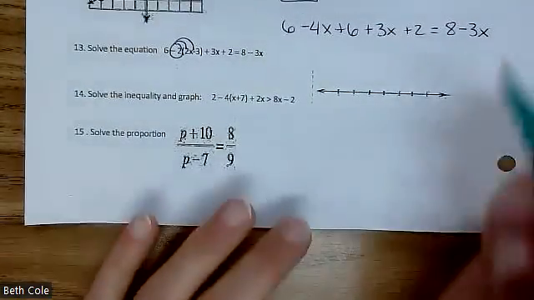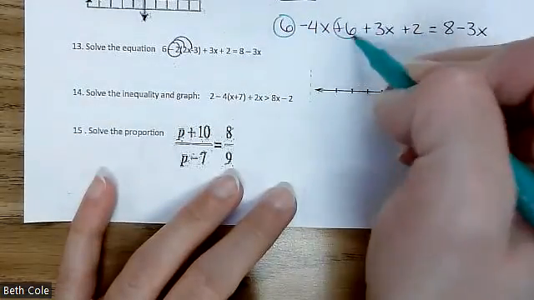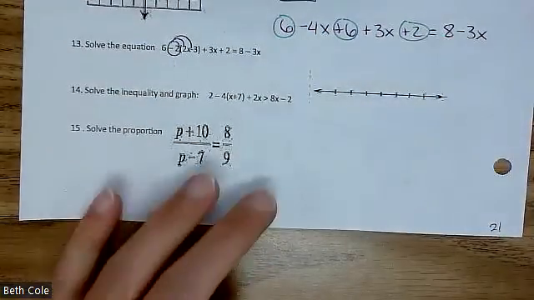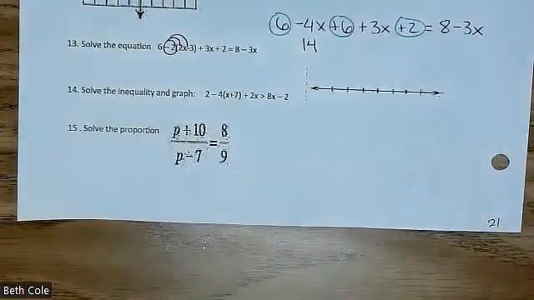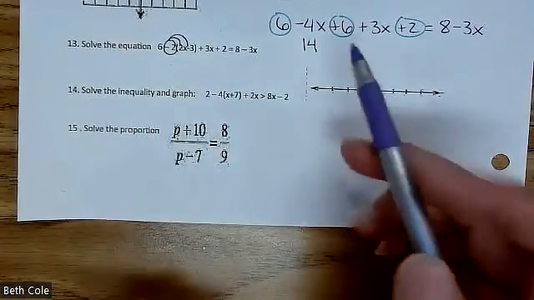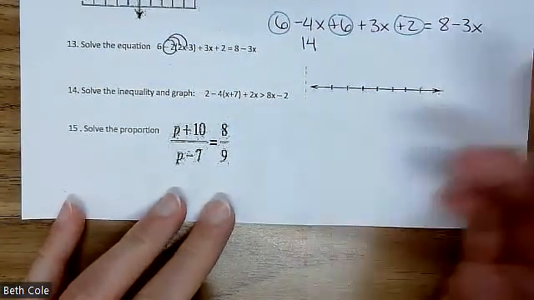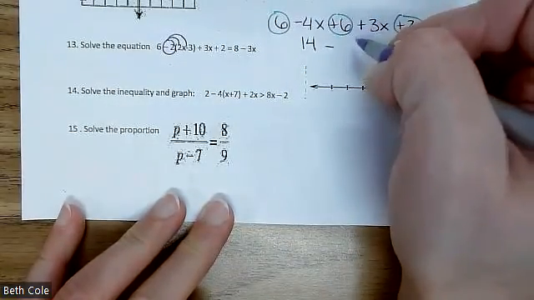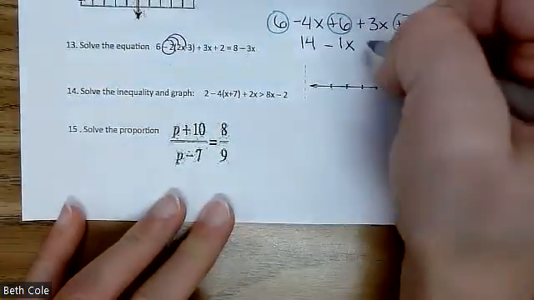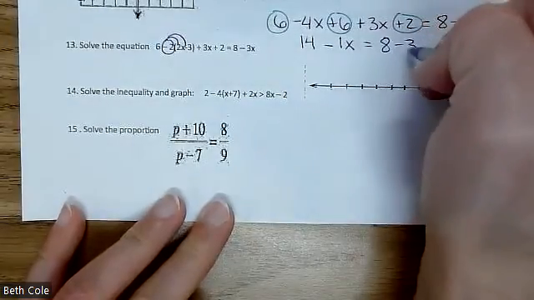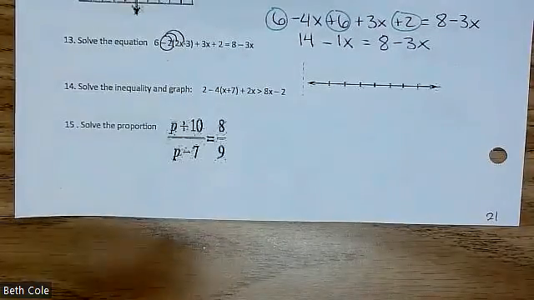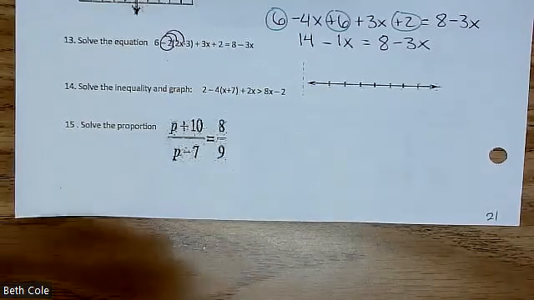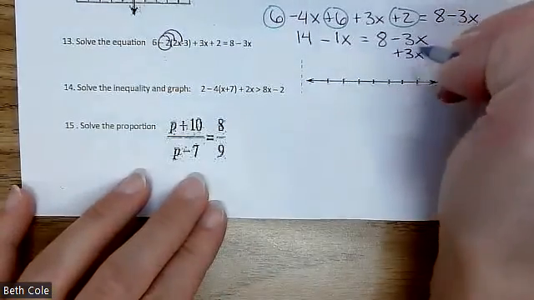All right. So let's see. 6 plus 6, that'd be 12. Plus 2 would be 14. Negative 4 plus 3 would be negative 1x. Do you want me to write the 1? You like the 1? Okay, good. Equals 8 minus 3x. Just copy it down. You want to plus 3x to both sides.